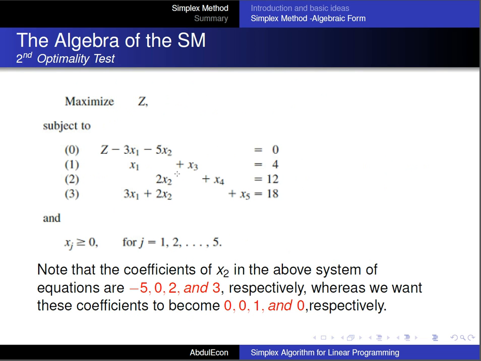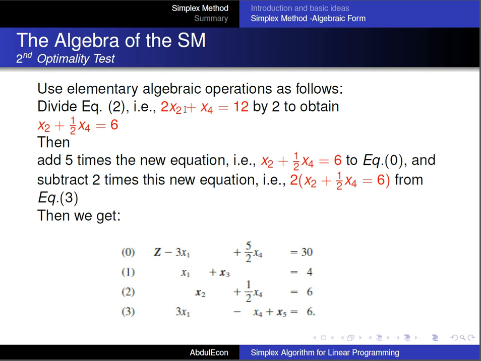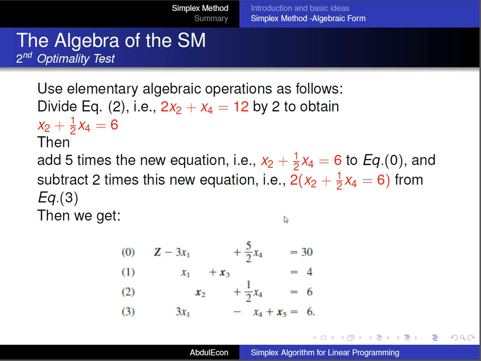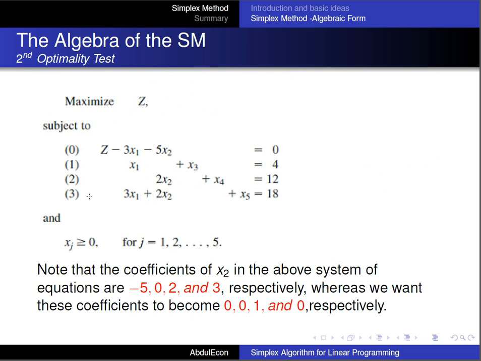For example, we divide this equation by 2, which gives us x2 plus half x4 is equal to 6. Then we add 5 times the new equation to equation 0, which is the objective function equation. And then we subtract 2 times this new equation from the third equation, this one. In this way, x2 appears only in this equation, and it vanishes from here and here. Then we can directly say x2 is equal to 6 because x4 is equal to 0.